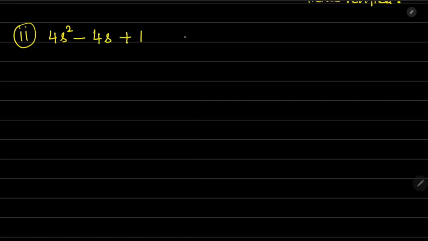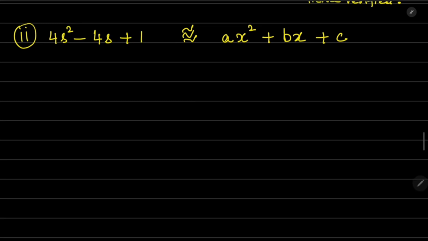As I told you, you have to compare it with the standard quadratic polynomial of the form ax square plus bx plus c, where a is the coefficient of x square. It's just that in place of x you are given s, that's all. So what is a here? A is nothing but 4. What is b? The coefficient of s is minus 4 and c is nothing but 1.